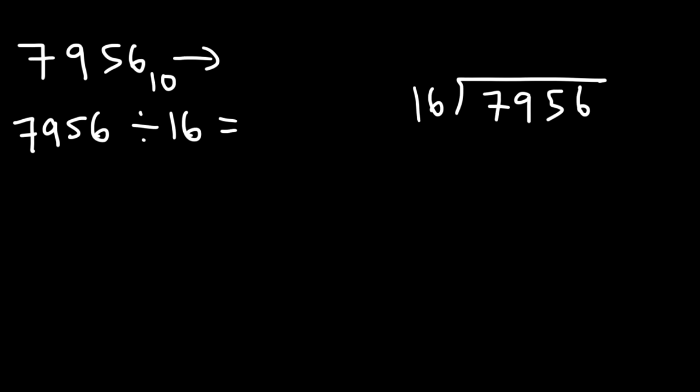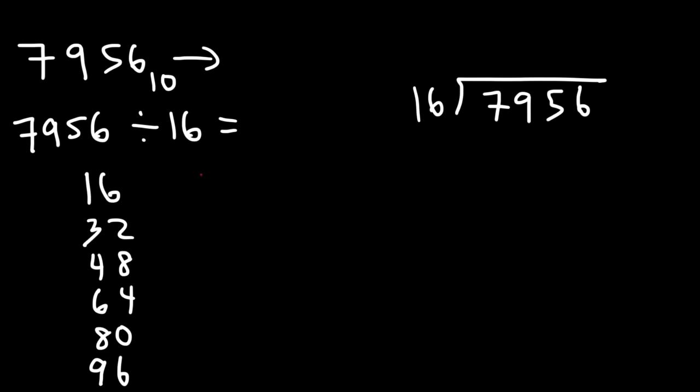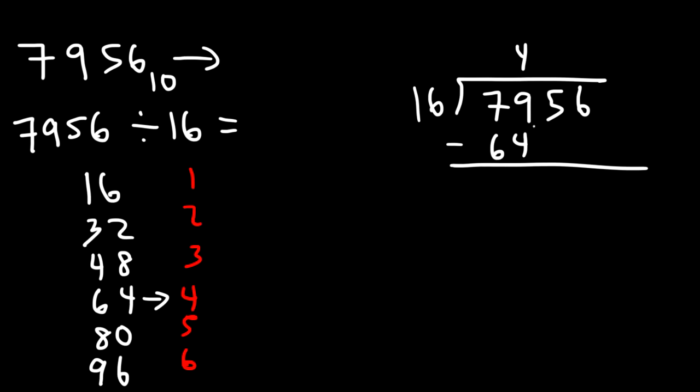Now it's good to understand your 16 times tables. If not, keep adding 16. 16 plus 16 is 32. 32 plus 16 is 48. 48 plus 16 is 64. 64 plus 16 is 80. And then 96. And then you could add some more if you need to. So how many times does 16 go into 79? The highest number just under 79 is 64. So 16 goes into 79 4 times. 16 times 4 is 64. Now 79 minus 64 is 15. And so we need to bring down the 5.